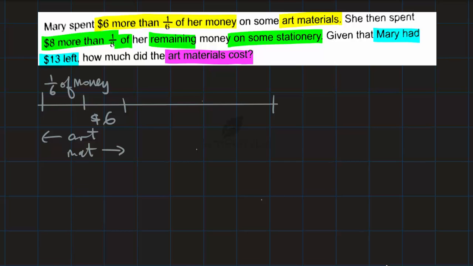Okay, so after spending on this, her remaining money is from here to here, so let me mark it out. Remaining money, I'll call this R. Okay. If this is 1/6 of the money, then 5/6 of the money is from here to here.